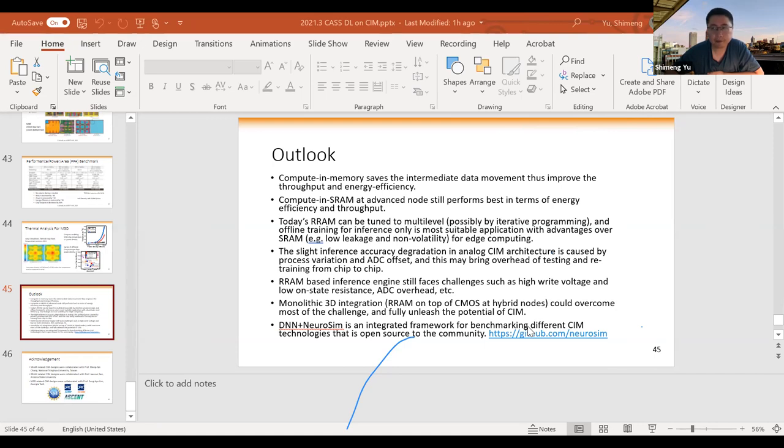How do we directly verify the functionality on the chip? There's no way, because, for example, the variation and noises are not predictable before you measure the chip. So we have to rely on some other tools to do that. NeuroSim can be a good starting point.